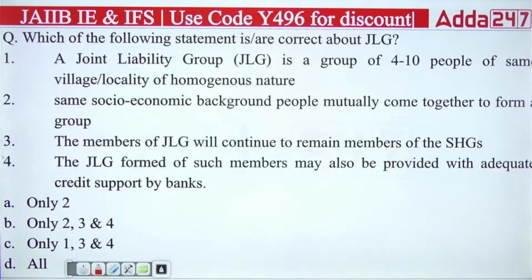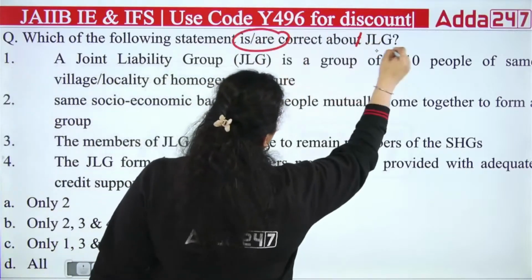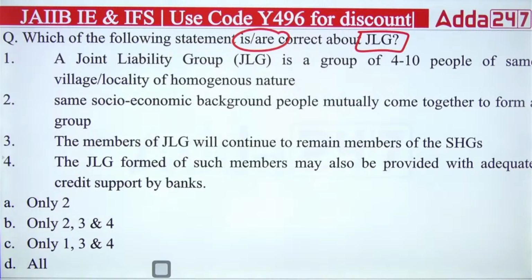Next question. Which of the following statements are correct about joint liability group? First is saying a joint liability group is a group of 4 to 10 people of the same village locality of homogeneous nature. Second is saying same socio-economic background people mutually come together to form a group. The member of joint liability group will continue to remain member of self-help group. The joint liability group formed of such members may also be provided with adequate credit support by the banks. So which statement here is correct about joint liability group?